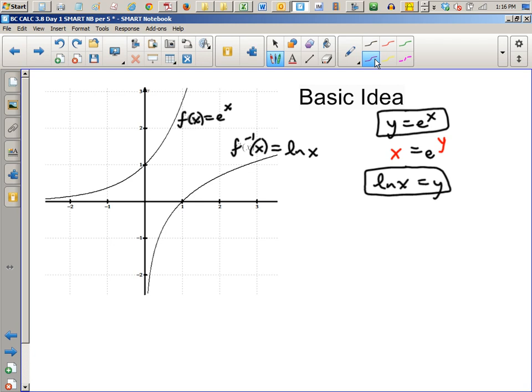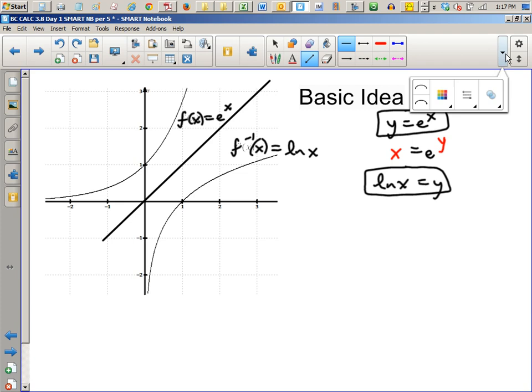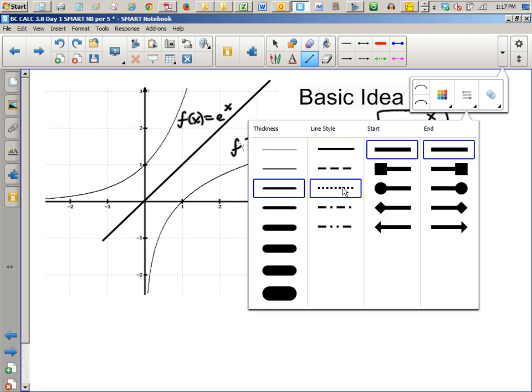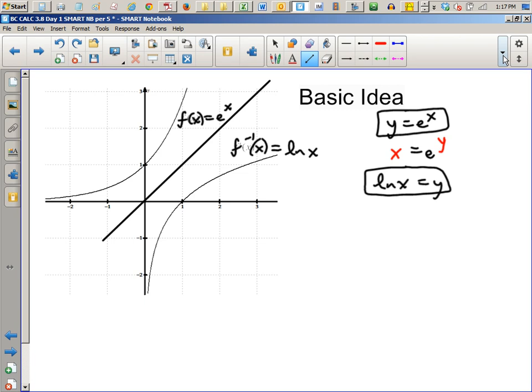Remember the symmetry? The symmetry is that they are a reflection of one another over the y equals x line. Let me draw that a little bit better. They are a reflection over the y equals x line. This line is super important. Okay? Make that thing dashed. That didn't work. You shall henceforth be dashed. Obey. There you go. That's the y equals x line.